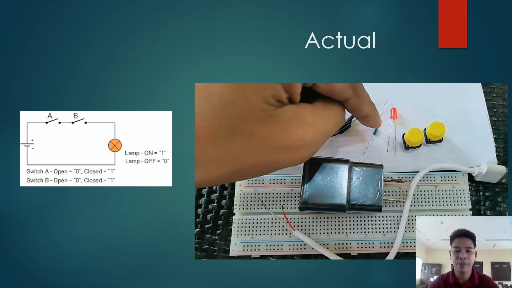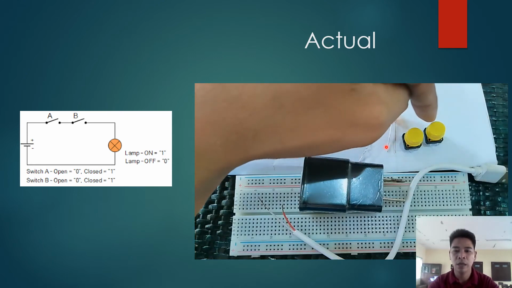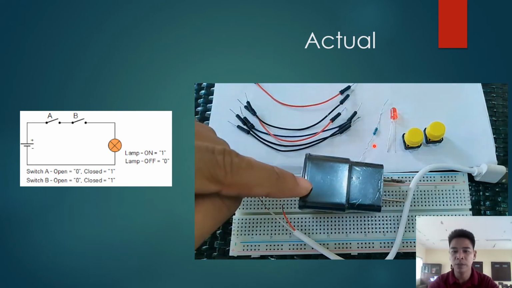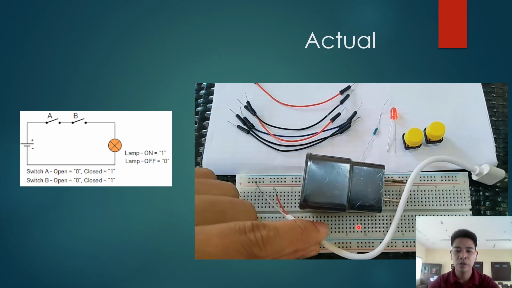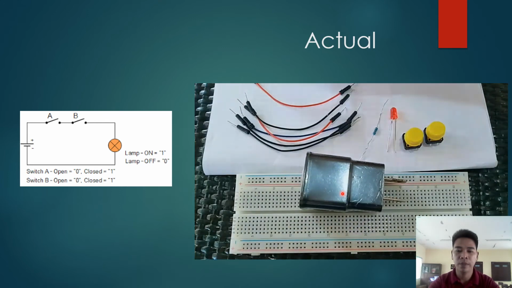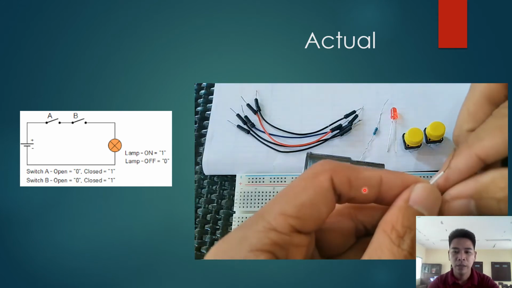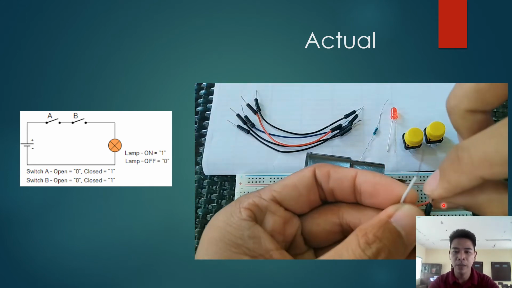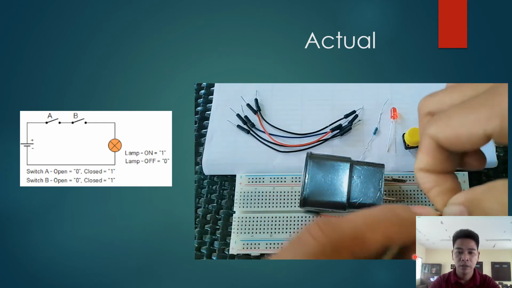So we have jumping wires, the LED and the resistor. This color is the resistor, and we have two switches. We are also using a USB cord and a cell phone charger. Okay, first connect the jumping wires to the USB cord.